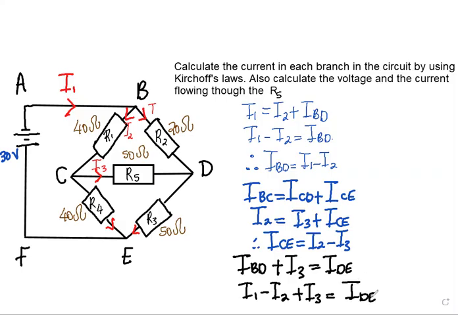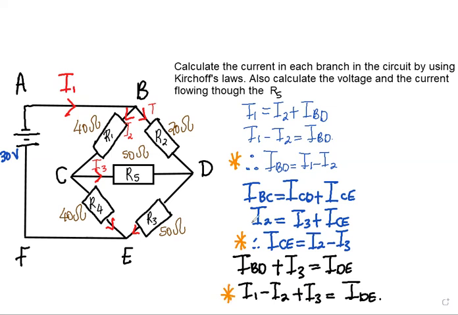So now I have the current through BD, which is I1 minus I2. I also have the current through CE, which I got as I2 minus I3, as well as the current through DE, which is I1 minus I2 plus I3. So now I can start with my answers for Kirchhoff's law. I'm going to use this one, the current through BD, this one, the current through CE, and this one, the current through DE.